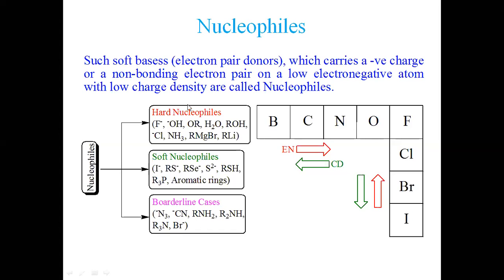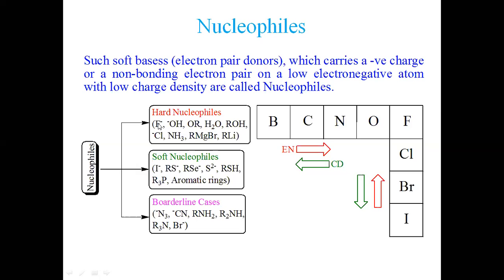Similarly, nucleophiles we can divide into three categories. One is hard nucleophiles, others are soft nucleophiles, and some are borderline cases. In some cases they act as hard, in some cases they act as soft nucleophiles. Now, if I present here hard nucleophiles, I presented fluoride. Fluoride and chloride both are hard. Fluoride is the hardest, and then it is decreasing.